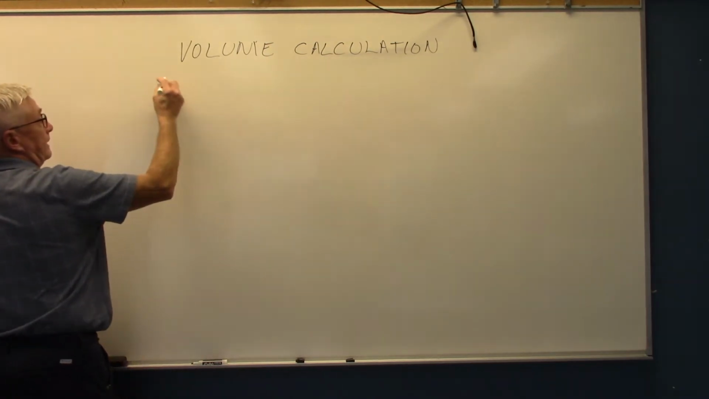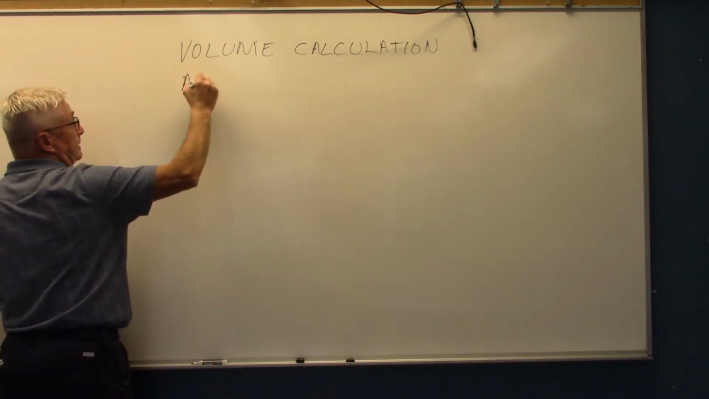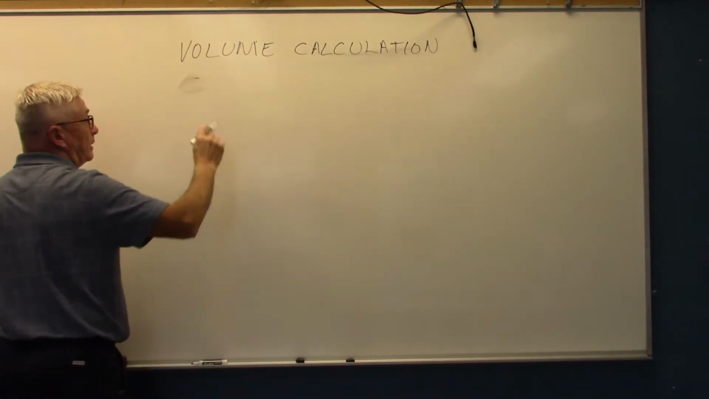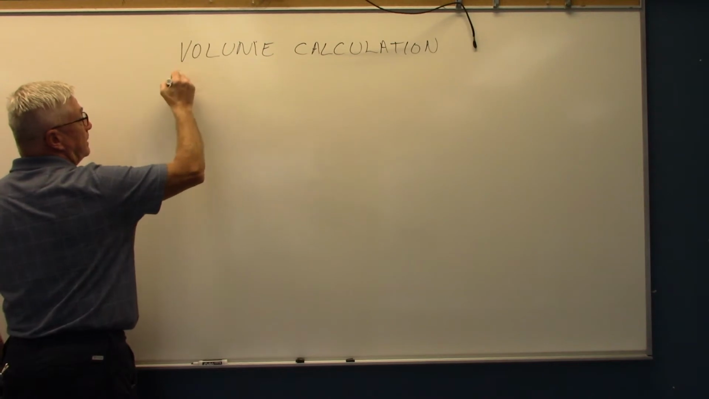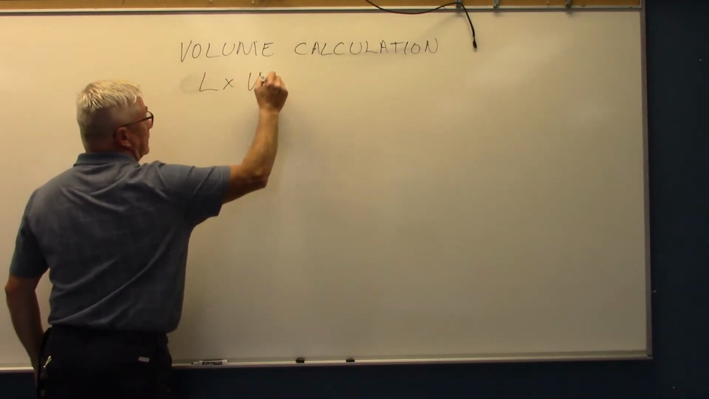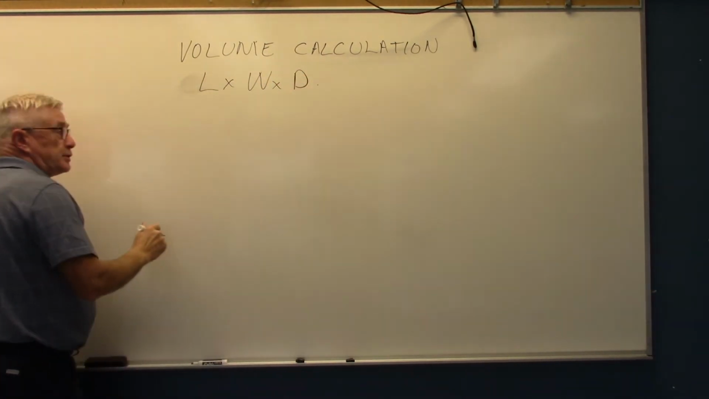Volume of any container is basically the area times the... or sorry, I should break that down a little bit more. Basically, it's going to be the length times the width, which will give you the area, times the depth.